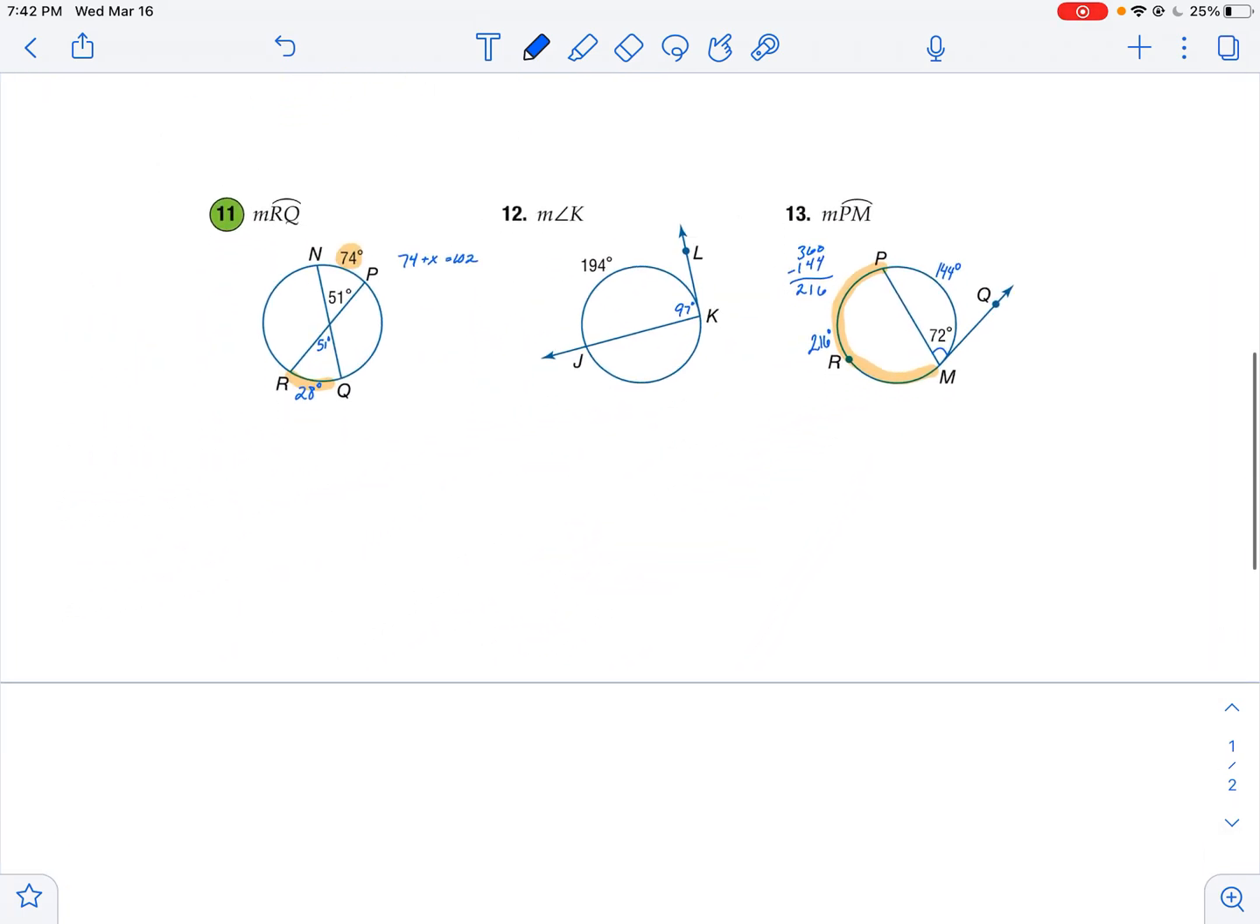And that's just a quick update, some extra practice problems on our chord, secant, and tangent theorems.